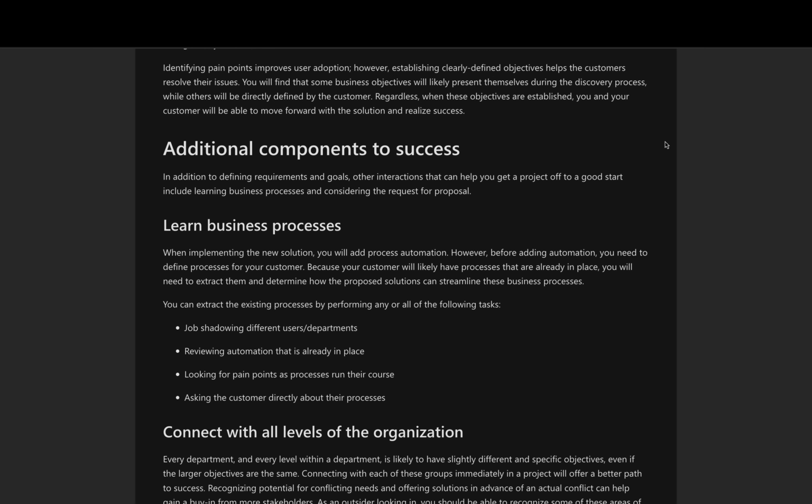You will find that some business objectives will likely present themselves during the discovery process, while others will be directly defined by the customer. Regardless, when these objectives are established, you and your customer will be able to move forward with the solution and realize success. Additional components to success. In addition to defining requirements and goals, other interactions that can help you get a project off to a good start include learning business processes and considering the request for proposal.